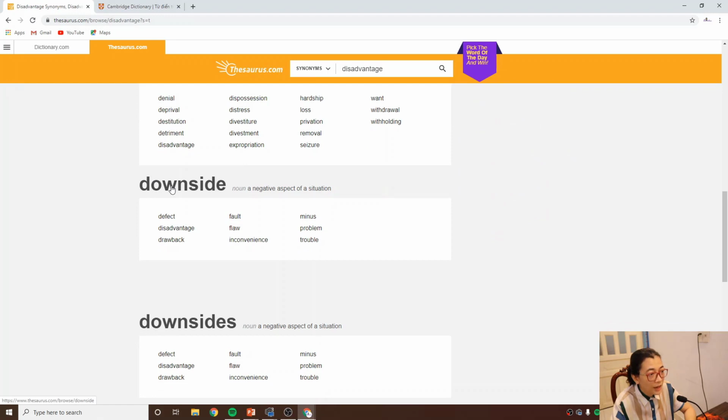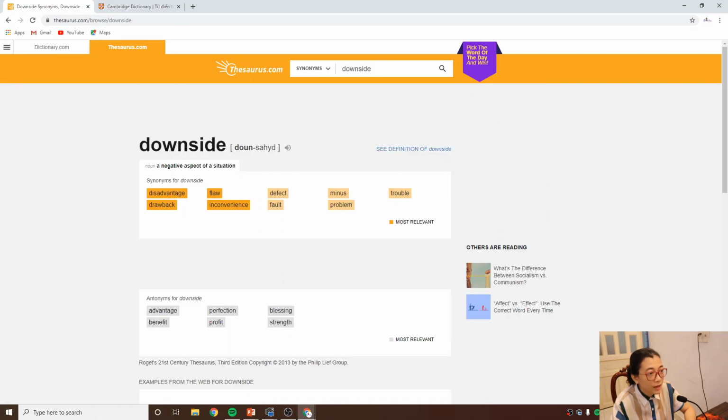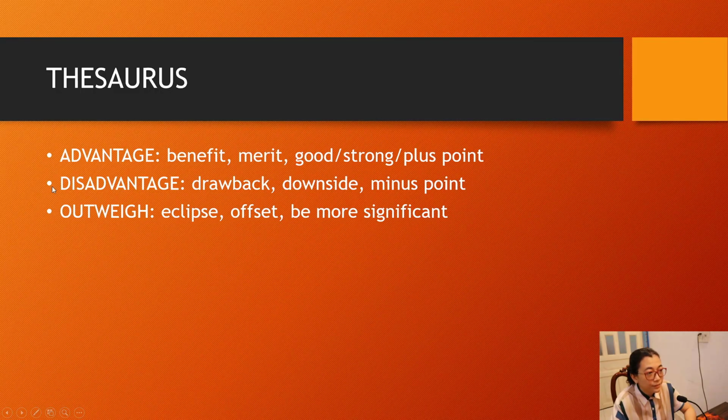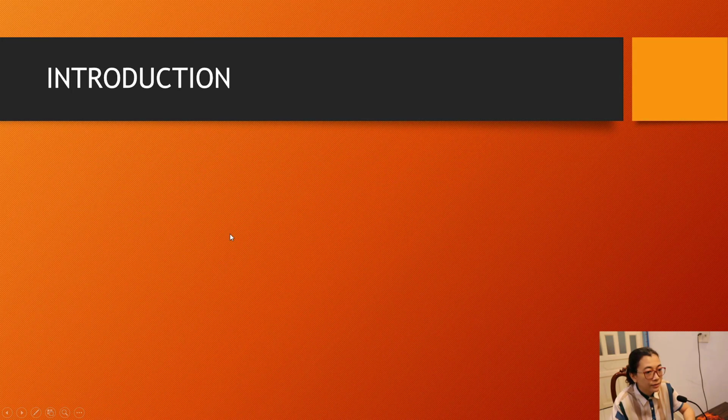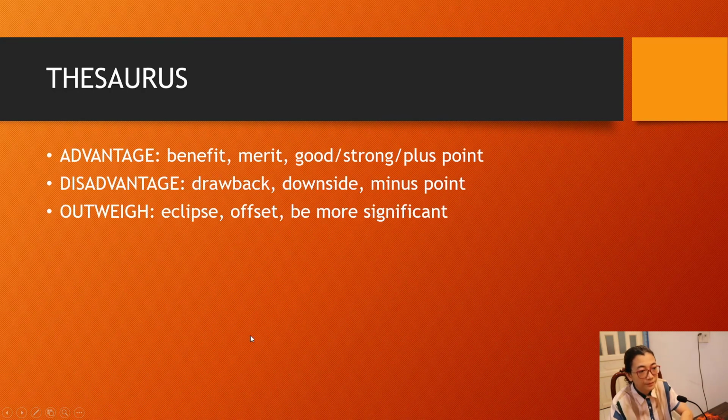For example, downside, drawback, minus or minor point. Okay? So for disadvantage, you can say drawback, downside, or minus point. For advantage, you can use benefit, merit, good, strong, or plus point. For the verb outweigh, you can use other verb like eclipse, upset, or be more significant.